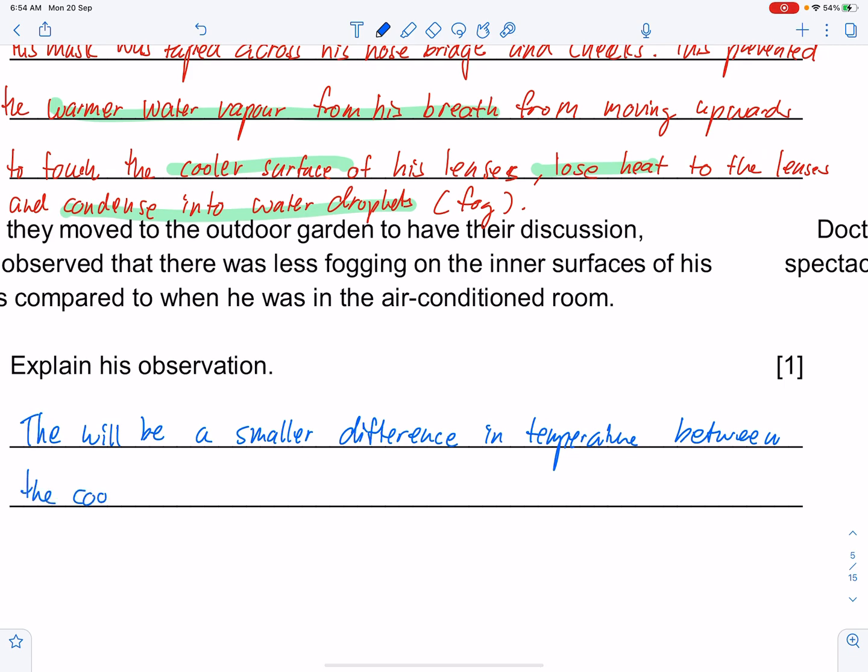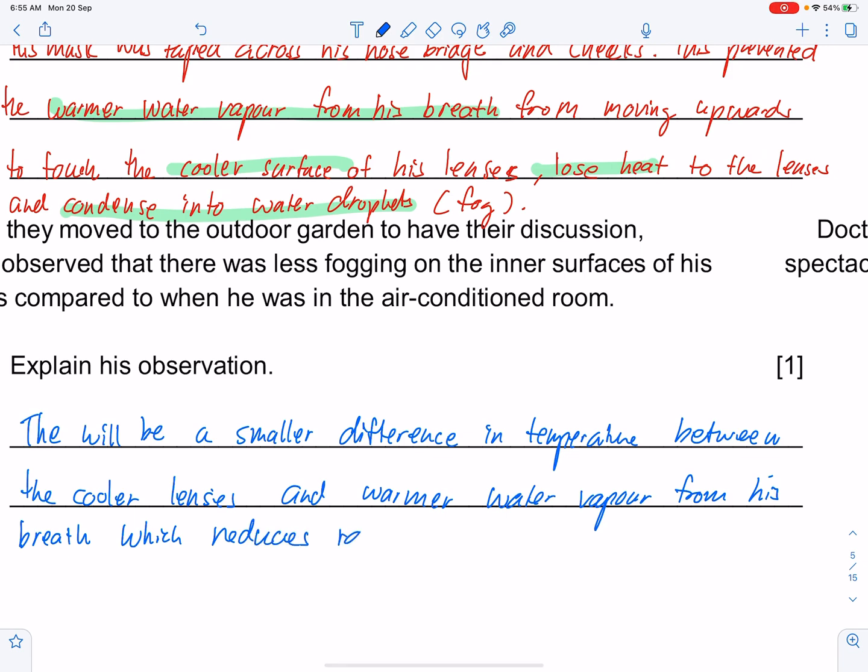Between the cooler lenses and warmer water vapor from his breath, which reduces rate of condensation. Right?